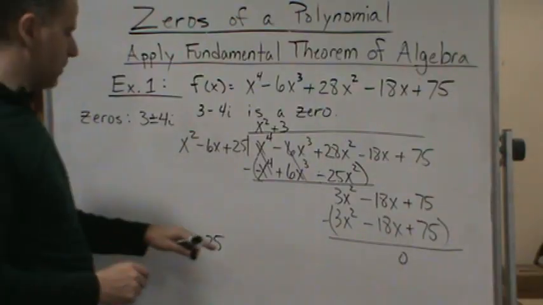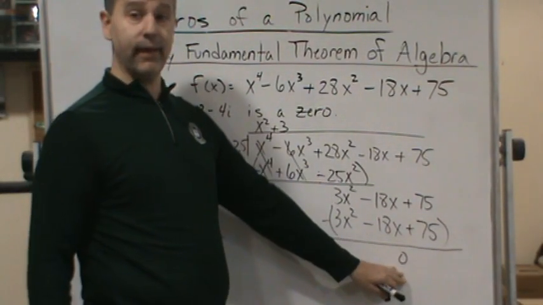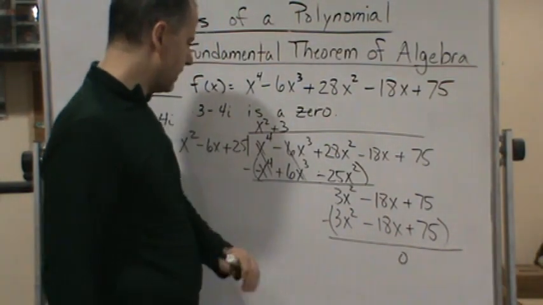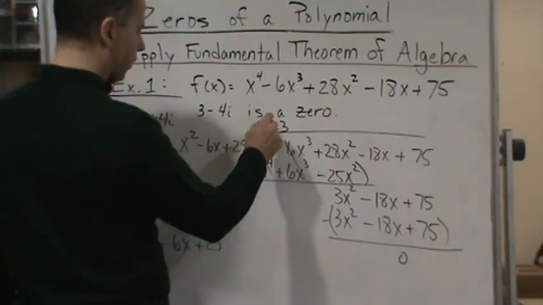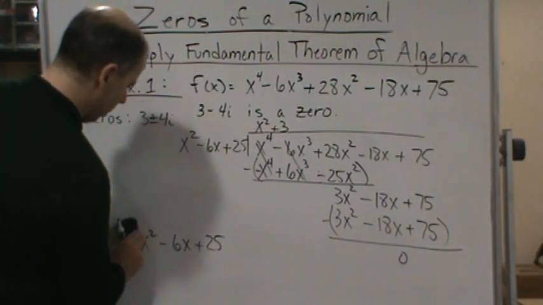Because what was the purpose of this? Not necessarily to get 0. If we didn't get 0, then that would tell us we did something wrong along the way. But since we got 0, what does this tell us? Well, our quotient is x squared plus 3. Okay?